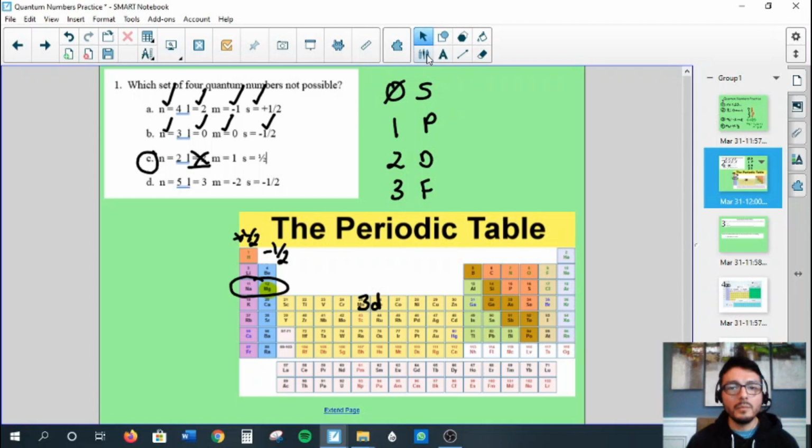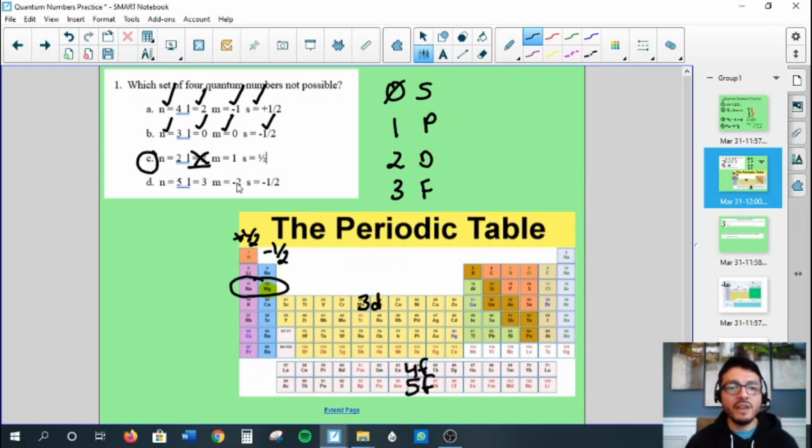Next, we have n is equal to 5. 1, 2, 3, 4, 5 right here. Of course, that's possible. L is equal to 3, which refers to your F block. Yep, that's possible. Although your F block actually begins on the 6th row, it's actually two principal quantum numbers lower. So here we have 4F, and here we have 5F. We'll practice this some more, but those are your F blocks.